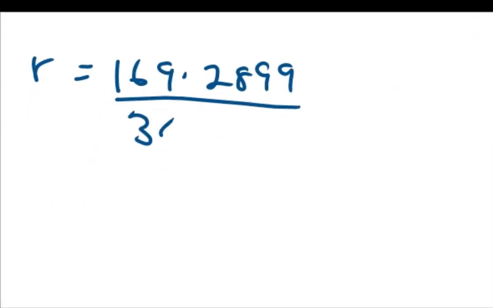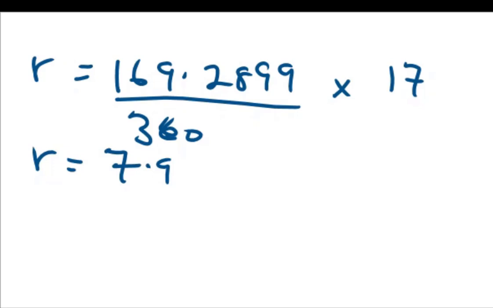169.2899 out of 360 times the radius of the circle, which is 17. And this will simplify to give us 7.9942. Now, because I want a better accuracy of these values, I always leave my answer in 4 decimal places. This will preserve the large amount of the number. So take note of that. That's what I'm using, 4 decimal places.